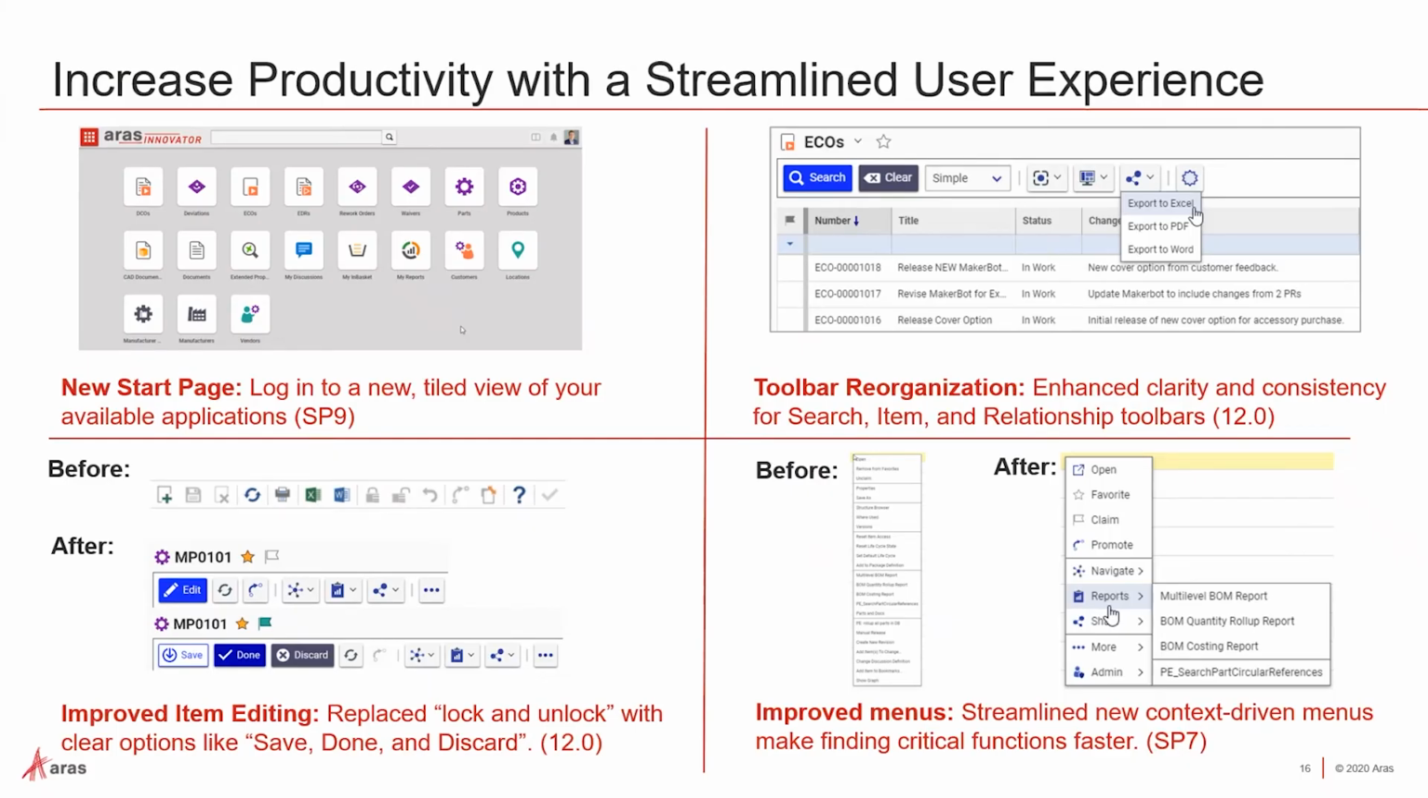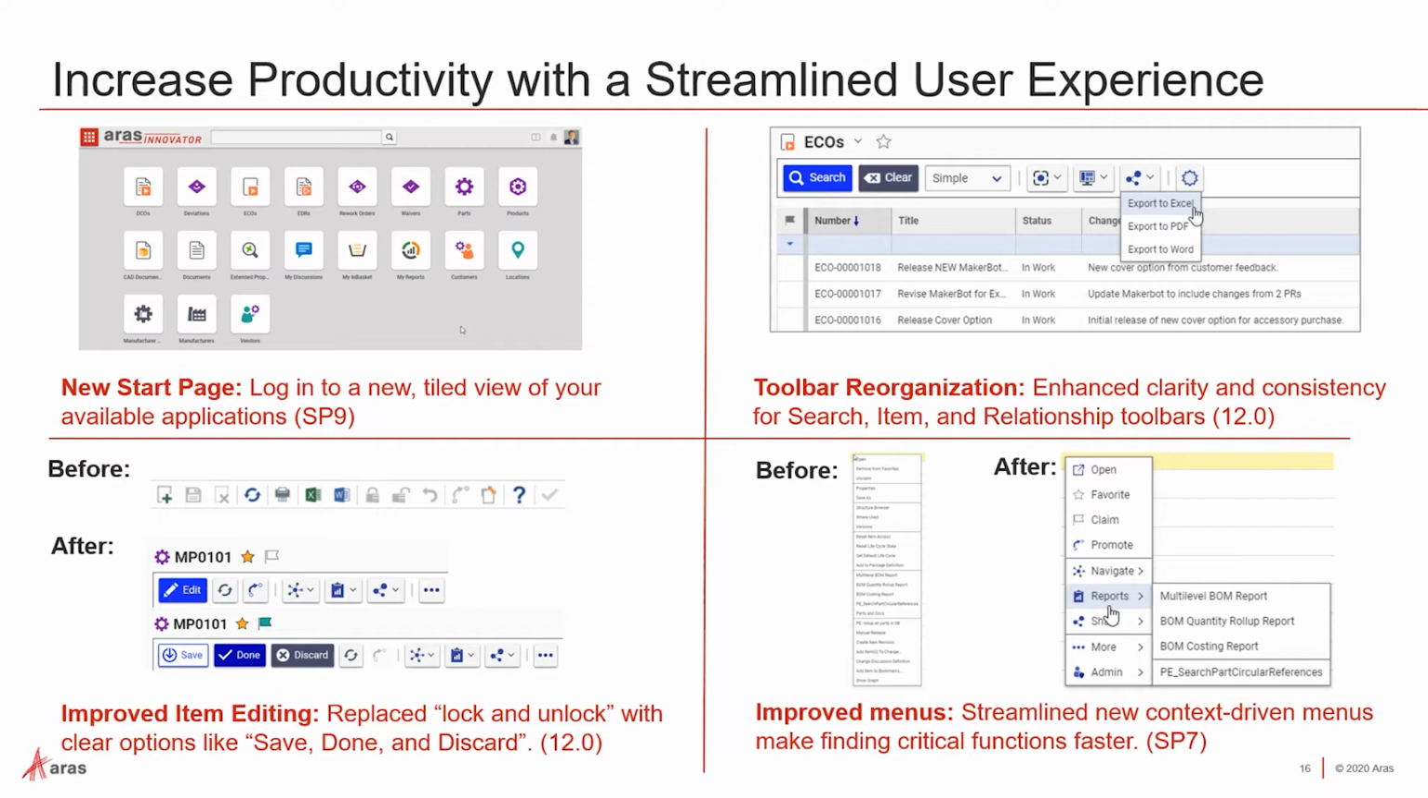Okay, so let's get started. First topic is increased productivity with a streamlined user experience. So here's a few examples. We have a new start page. This provides an initial page that you'll see when you log in, providing a clean and simple tiled view of your available applications. Next, we have done a lot of work with toolbar reorganization.